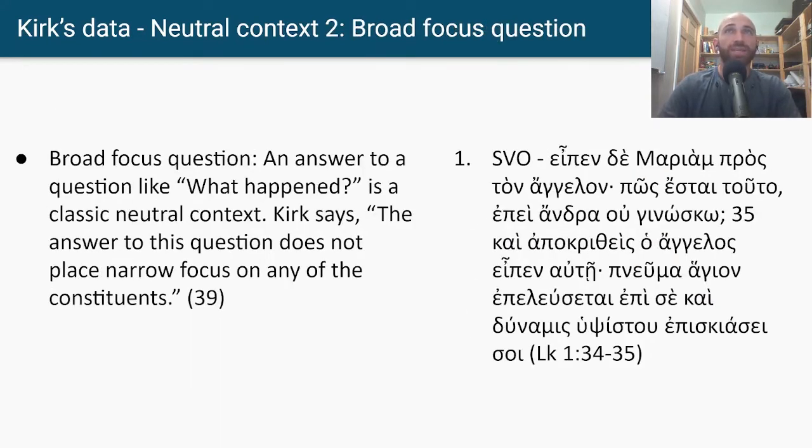Okay, so the next type of neutral context she talks about is the broad focus question. This is a classic, okay, how do I figure out the basic word order? This is the question you ask. Unfortunately, we can't just go back in time and ask people this question. But once we see it in text, we can see how it's answered, and that presumably will give us something close to the order, hopefully the order. So a broad focus question is just: what happened?